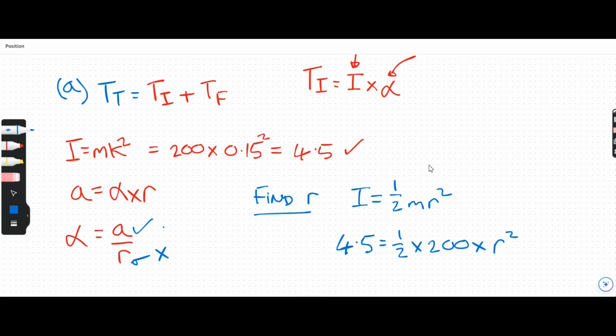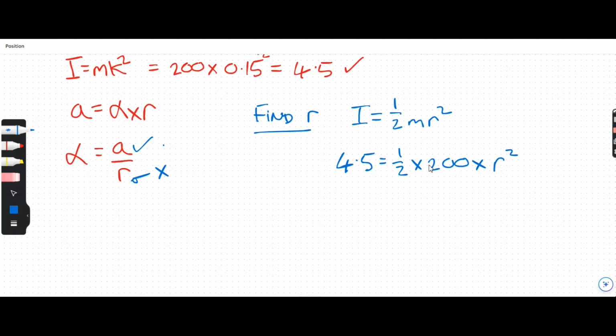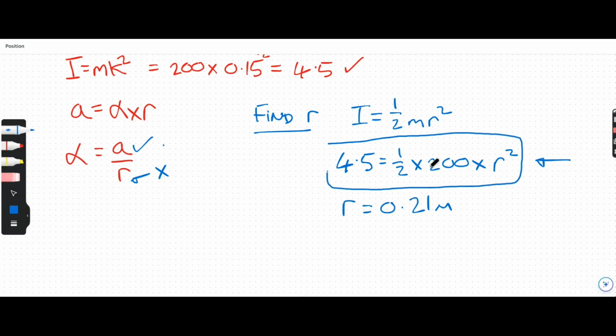I'll let you do that because it's a merit question. You need to rearrange this formula, this one here, to find r. The value I get for my example is 0.21 meters. Work it out for yourself, please. You should be able to rearrange that to find r. That gives me the radius of my flywheel, which I can put in there.